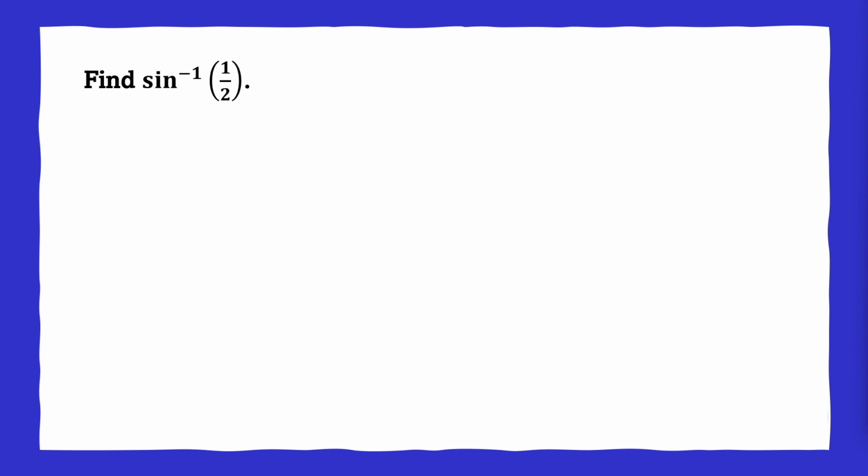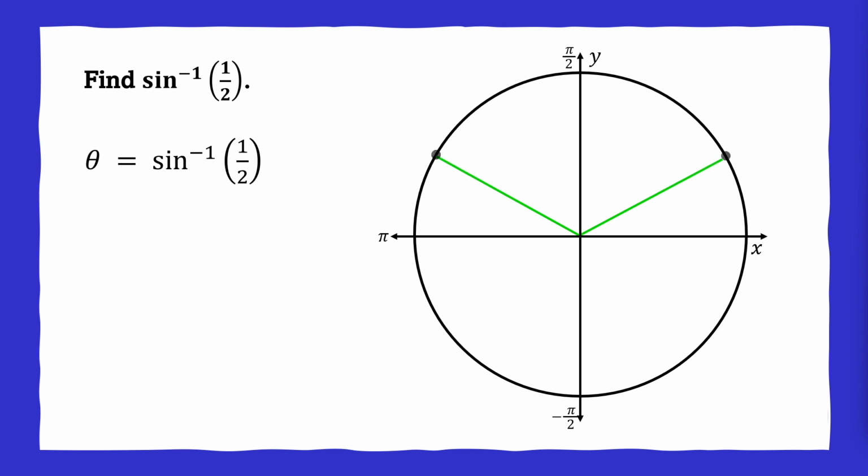Find sine inverse of 1/2, which means we need to determine the angle whose sine is 1/2. The sine of an angle is positive in quadrants 1 and 2, but we restrict the domain to negative pi over 2 to pi over 2 so that the inverse relation is also a function and has a unique solution.